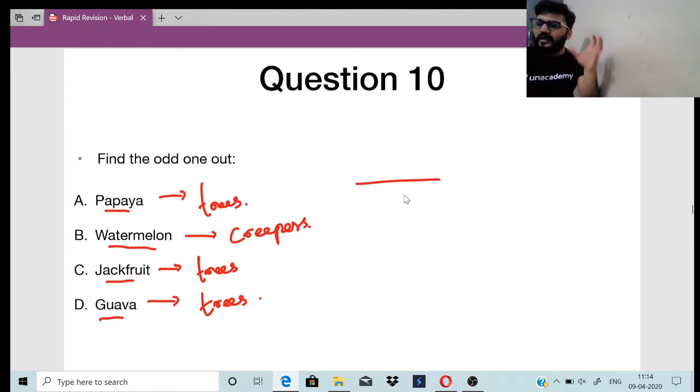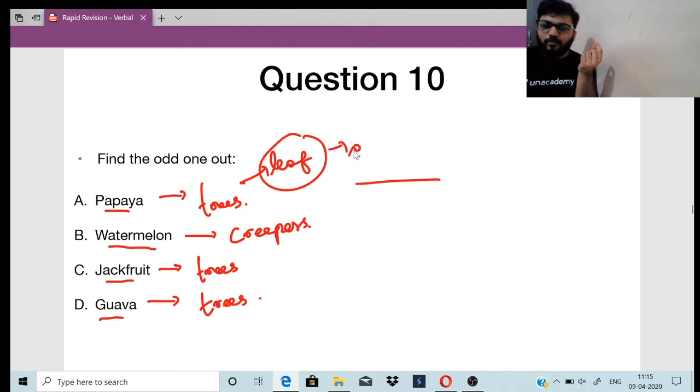Creepers. So kabhi kabhi terrace mein you get the watermelons. Watermelon is found on the ground, right? Does watermelon grow on trees? Tell me. Papaya grows on trees. Papaya ka leaf hota hai, right? Papaya leaf, everyone remembers. Papaya tree leaf is used as an antibiotic.